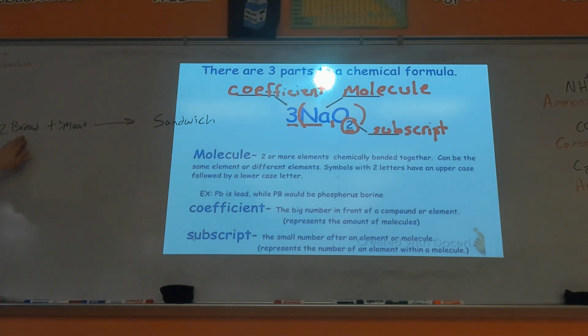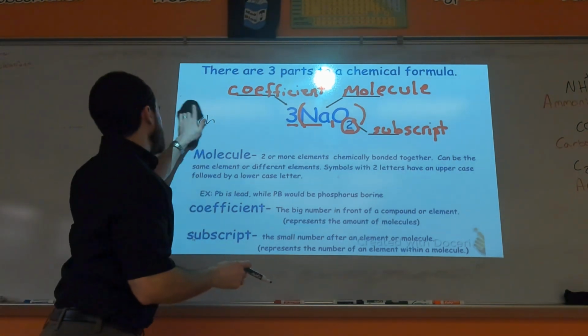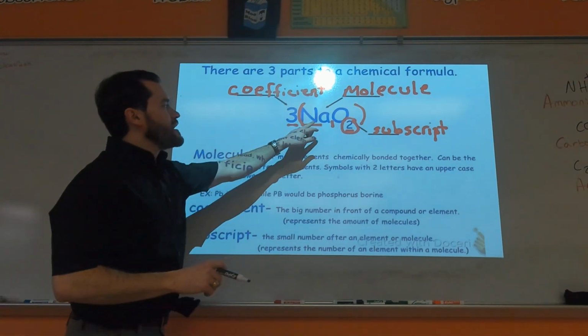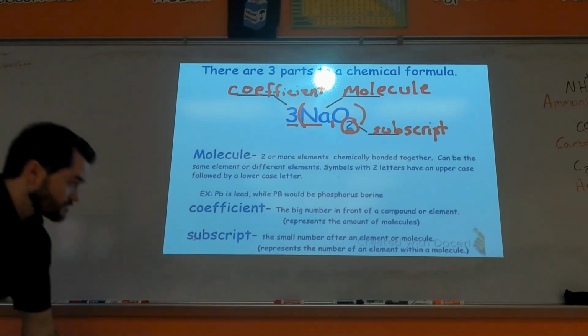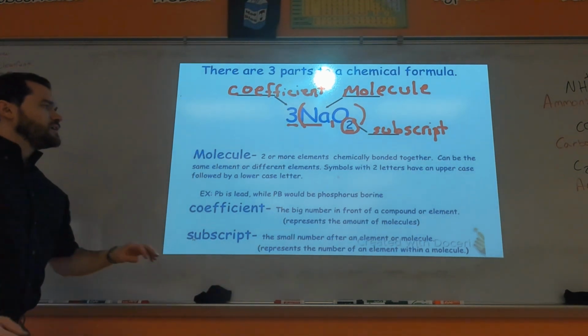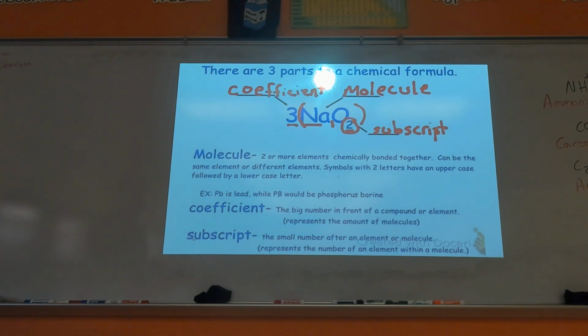Inside you'll use parentheses here if you're going to have a coefficient. That's what they have here. Molecules, what's on the inside. And then the subscript, you should be familiar with the subscript from naming. It says for that molecule, how many atoms make up that molecule? So for sodium oxide, you'd have 2 sodiums for every 1 oxygen. There you go. Any questions about this?